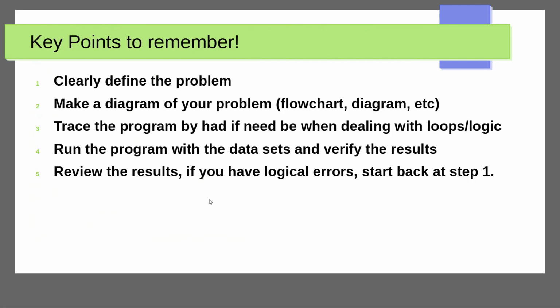So here are the key points to remember. Clearly define the problem. Understand what we have to do. Make a diagram of your problem, flowchart diagram, pseudocode, etc. Trace the program by hand if need be, when dealing with loops and logic, which this program didn't have. Run the program with the data sets and verify the results, which we did, and then review the results. And if you have any logical errors, start back at step 1. Make sure you defined it properly, look at your flowchart, and look for the errors.